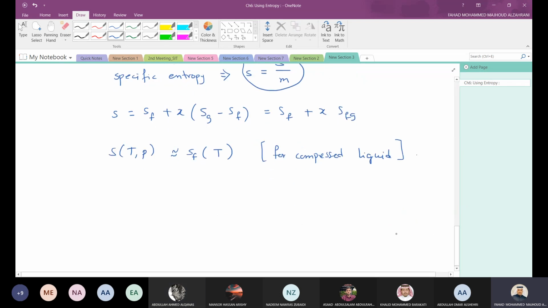Also, as above, if you remember, we studied the TV diagram, PV diagram, right? We have also diagrams that can be used for entropy, like TS and HS.